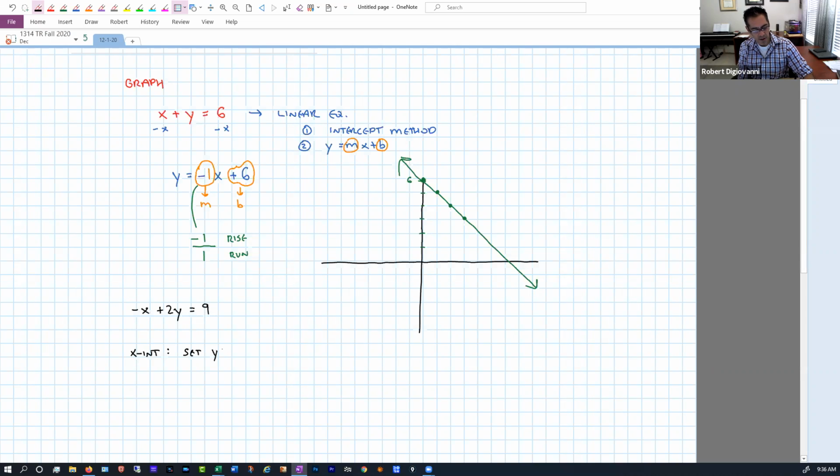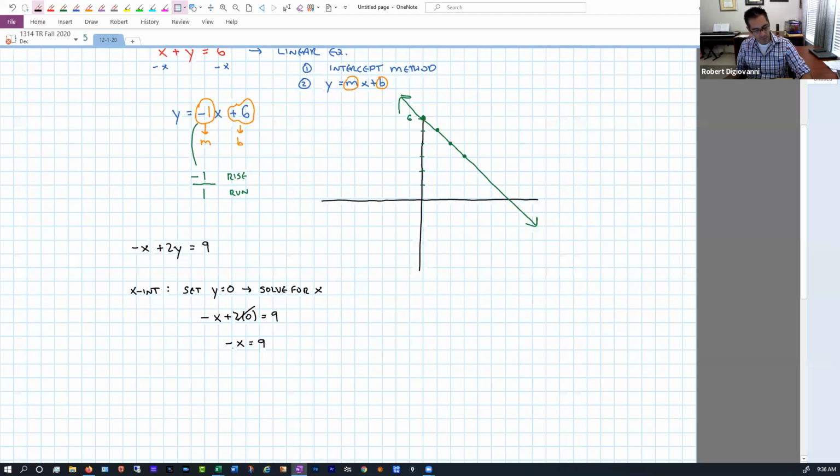Set y equal to 0 and then solve for x. Okay, so I'm going to take the equation and replace y with 0. And that basically kills off that piece, and we just get negative x equals 9. Now what I would do is divide both sides by -1 to get positive x. So I get x is equal to -9. So that's where my x-intercept is.